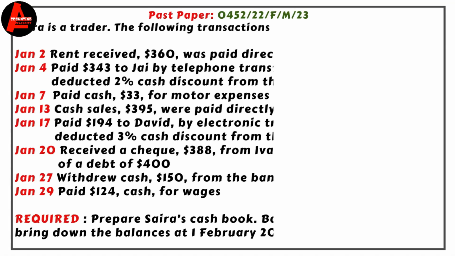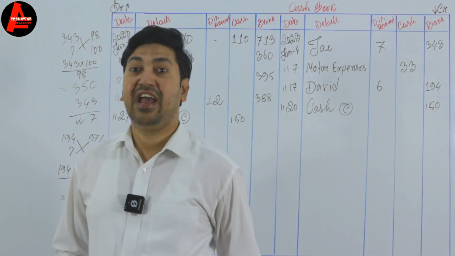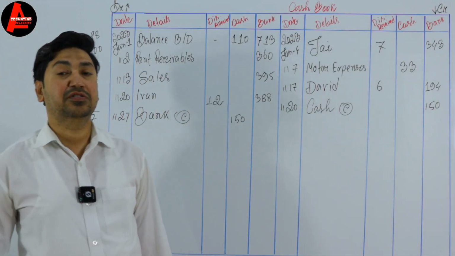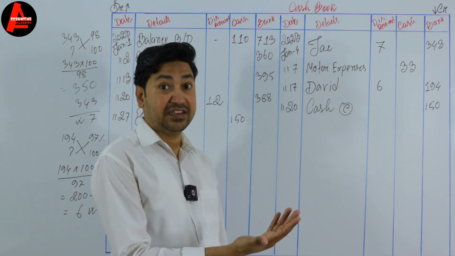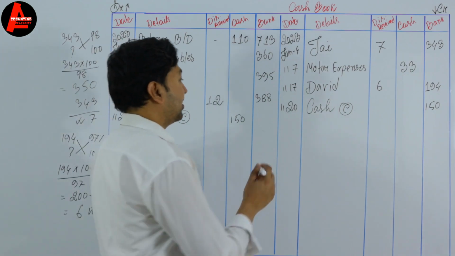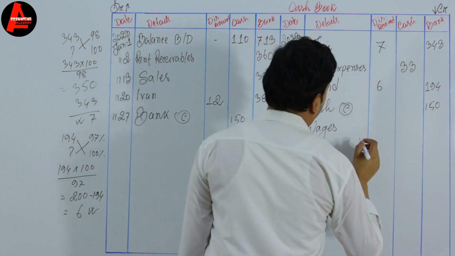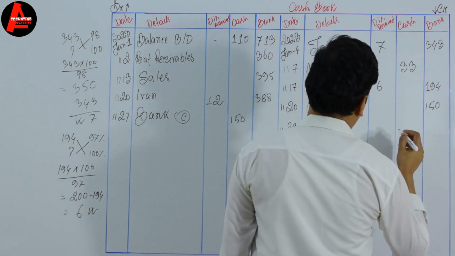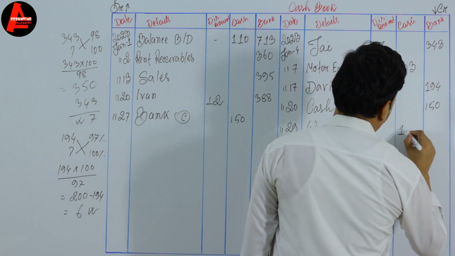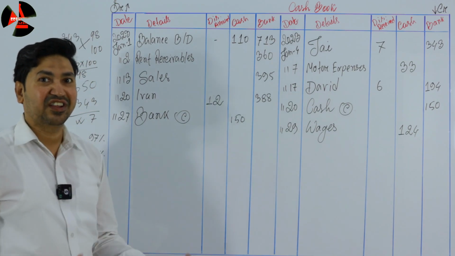Read our last transaction. Here we have 29, paid $124 cash for wages. Wages is an expense, and it is clearly written in the question, paid. That means money will go from the cash balance, so the cash balance will be decreased. Let us write the date January 29. We will write here wages, and on the cash column $124. So we recorded all the transactions.